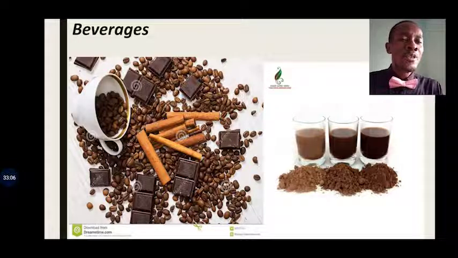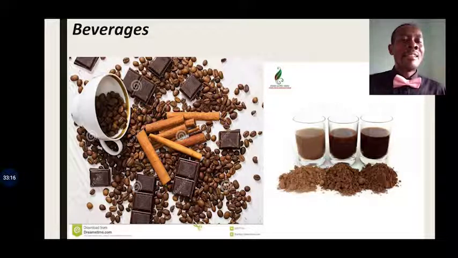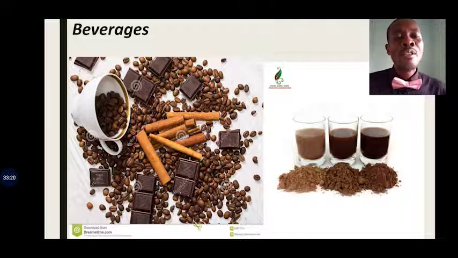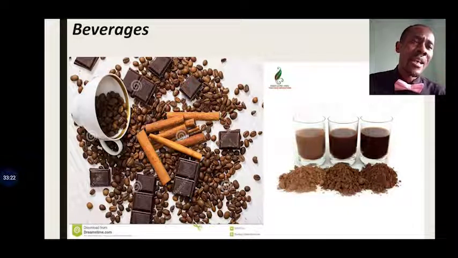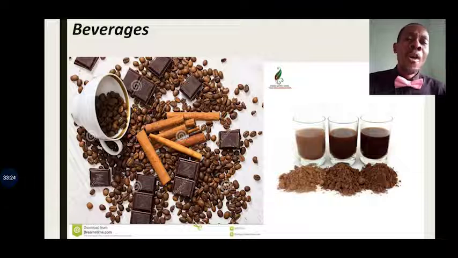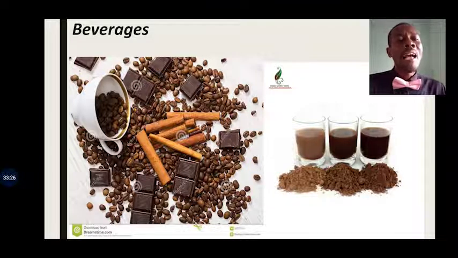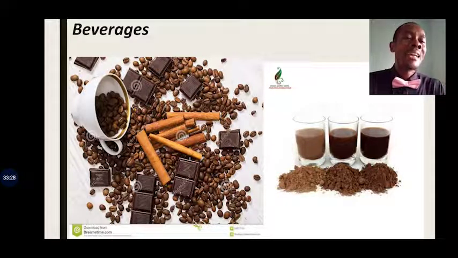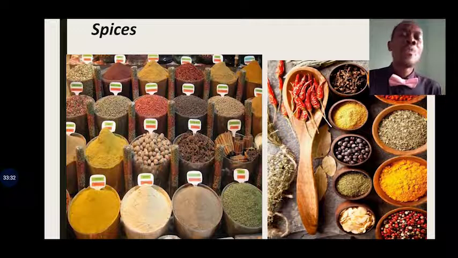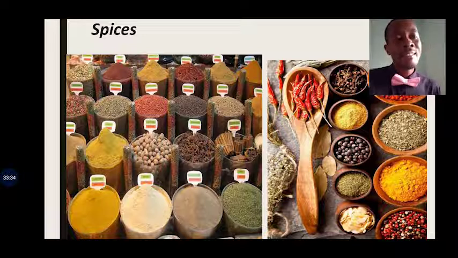We use them to produce all these drinks, as you can see on your screen. You have cocoa drinks of different species. And then you have the berry on this side, and even the cocoa that is used for chocolate production, as you can see. So this group of plants I mentioned are classified as beverages. Now, the next one we're going to see are the spices.